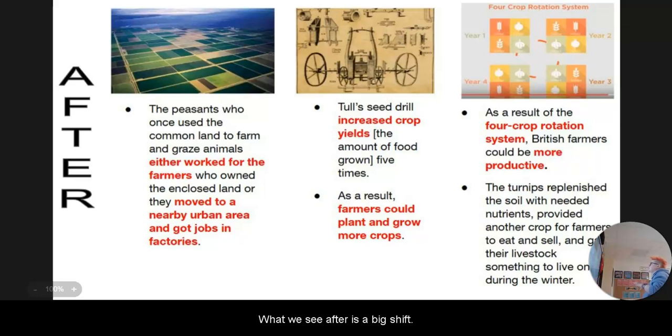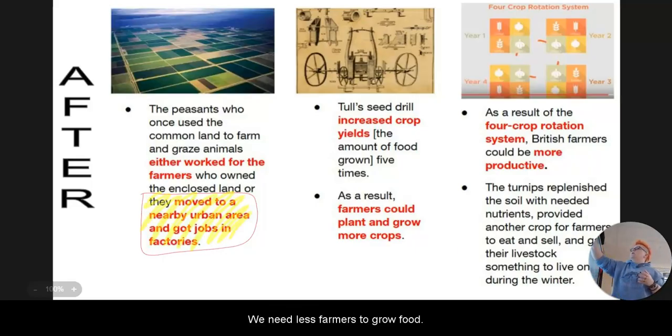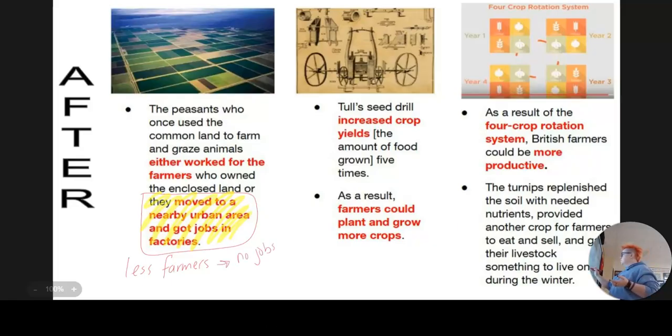What we see after is a big shift. So peasants who once used common land, now they're going to work for farmers. Or, and here is our big key thing, if you have anything that you're going to highlight in your notes for this lesson, it needs to be this. They moved to nearby urban areas and got jobs in factories. That's going to happen. We need less farmers to grow food. So now there's no jobs on farms. So they move to cities.